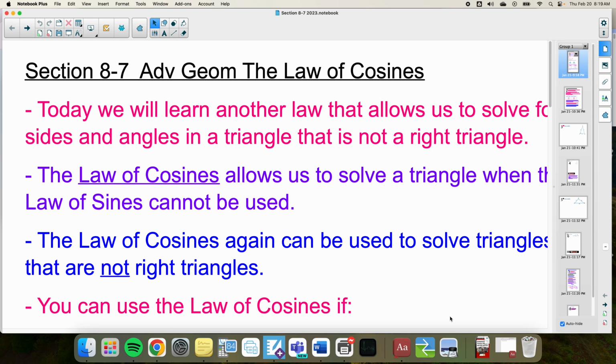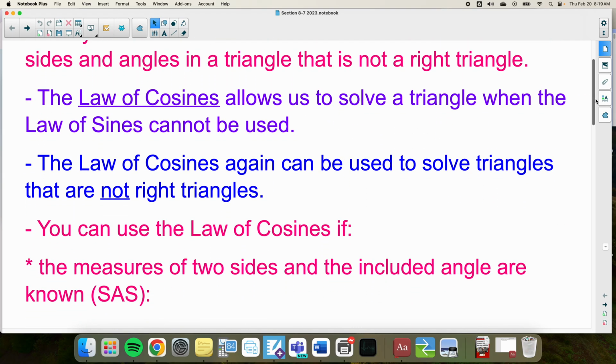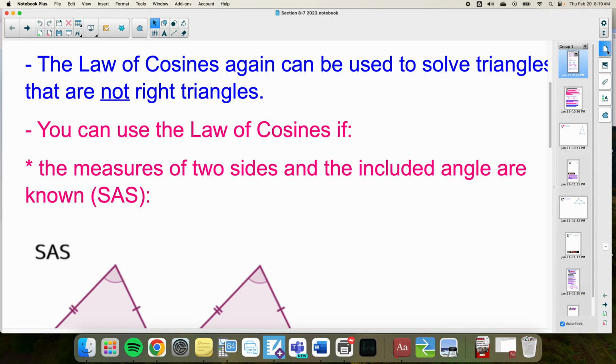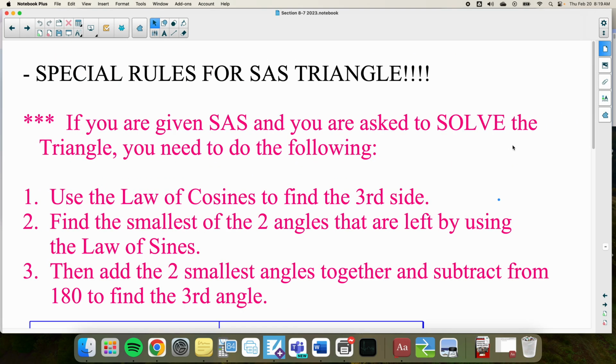All right, so today what we're gonna do is go on to another law that helps us solve triangles that are not right, okay? They're called oblique triangles. And yesterday, I'm gonna actually go to the second page here.